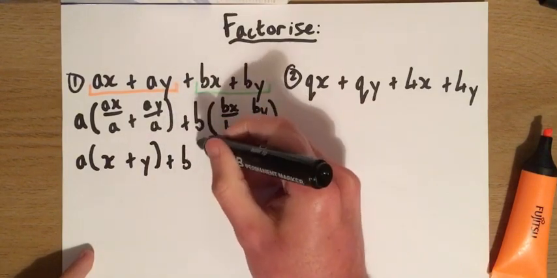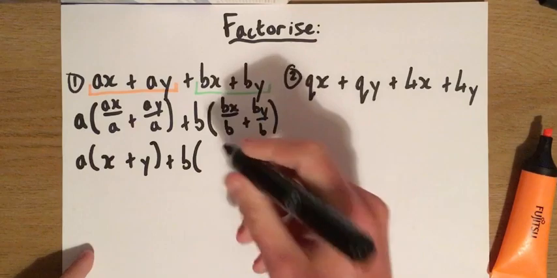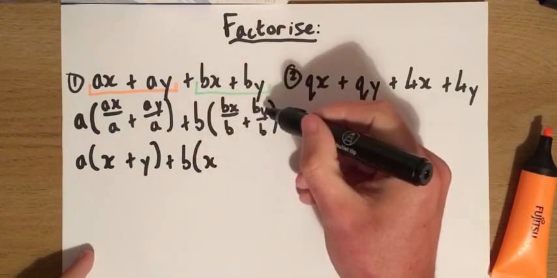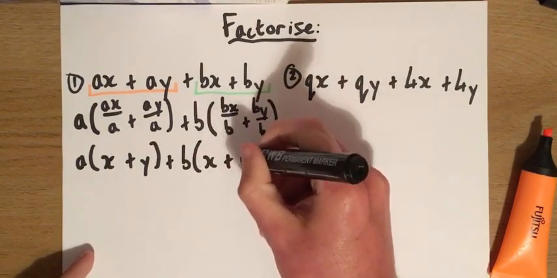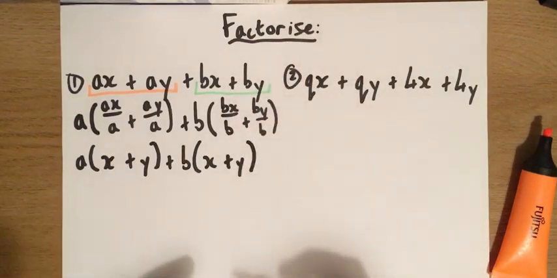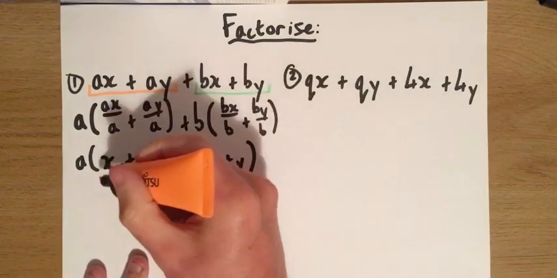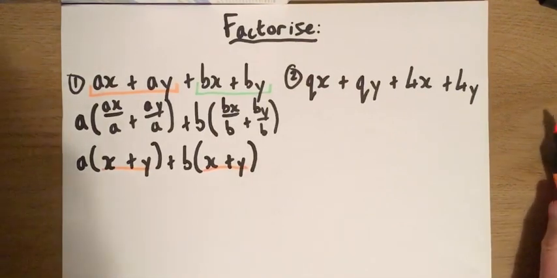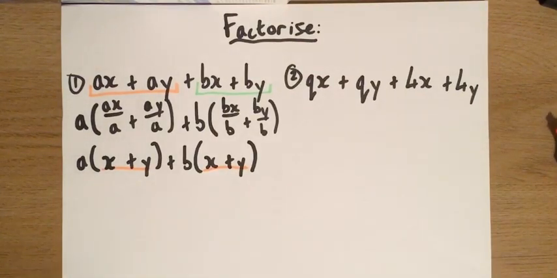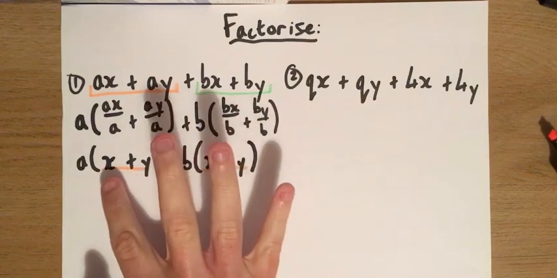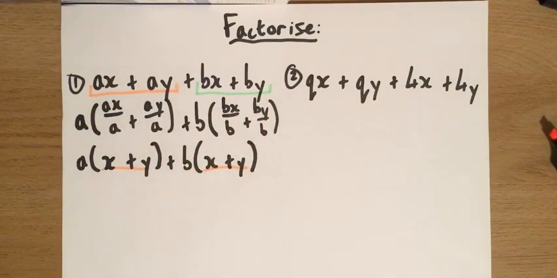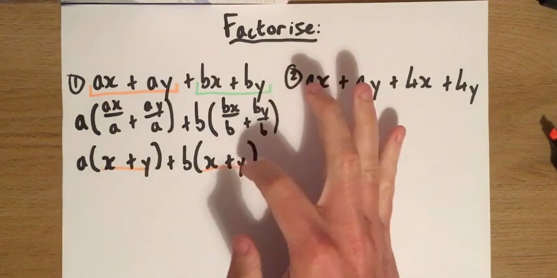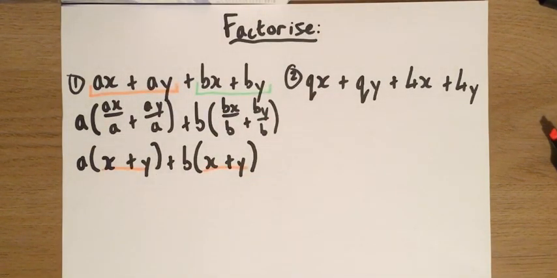Plus b bracket, bx divided by b is x, by divided by b is y. All right. Now, you will notice that you have got x plus y here and x plus y here. And you should always get that with these factorizing by grouping questions, okay? You should get the same thing in both brackets. If you do not get the same thing in both brackets, you've done something wrong, okay? So go back and start the question again.